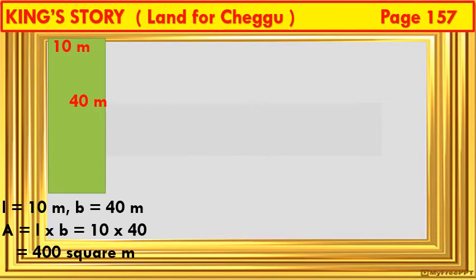Now we will cover first part of the king's story, that is land for Cheggu. The king said to Cheggu to take as much land as what comes within 100 meters of wire. Cheggu was very happy. He took 100 meters of wire and tried to make different rectangles.